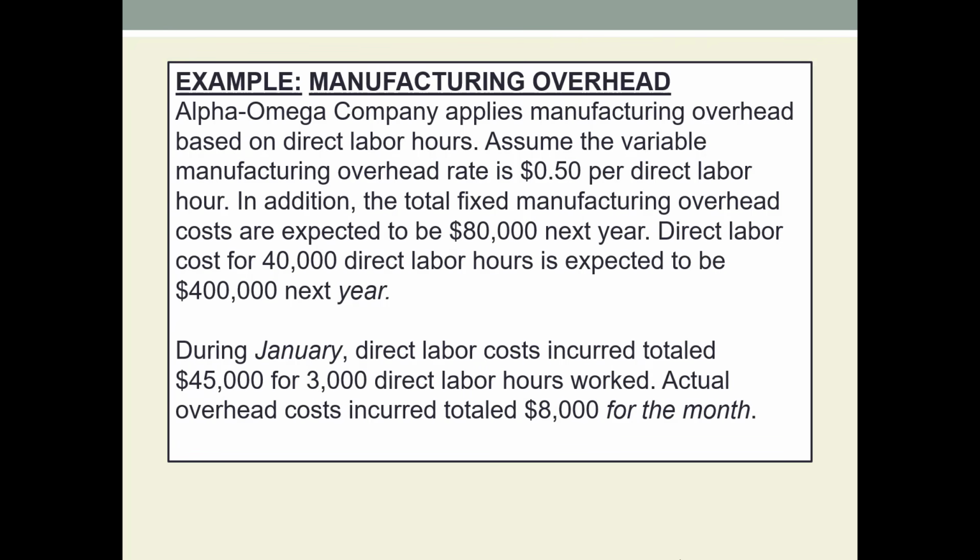It is important that you recognize that the first paragraph gives you an estimate of overhead costs for the year, and the second paragraph tells you what actually happened during the month of January, so just 1 month out of that year.